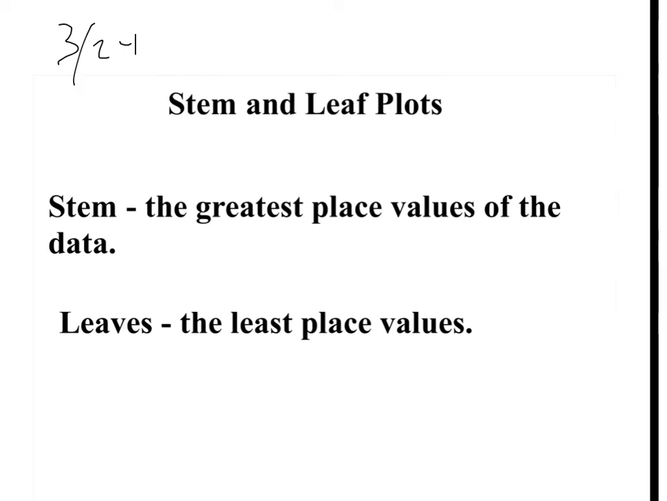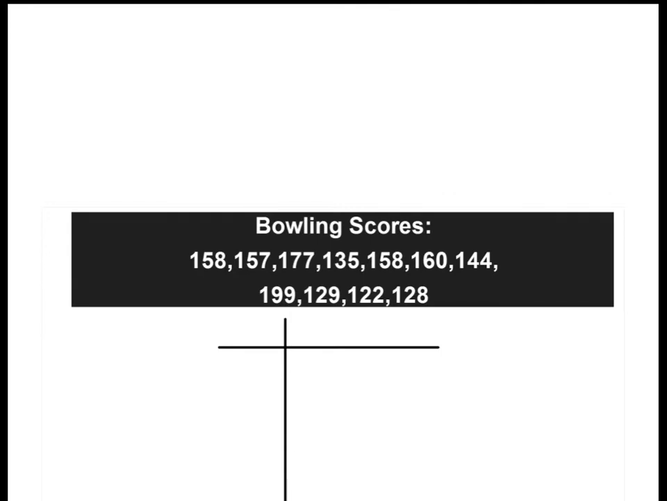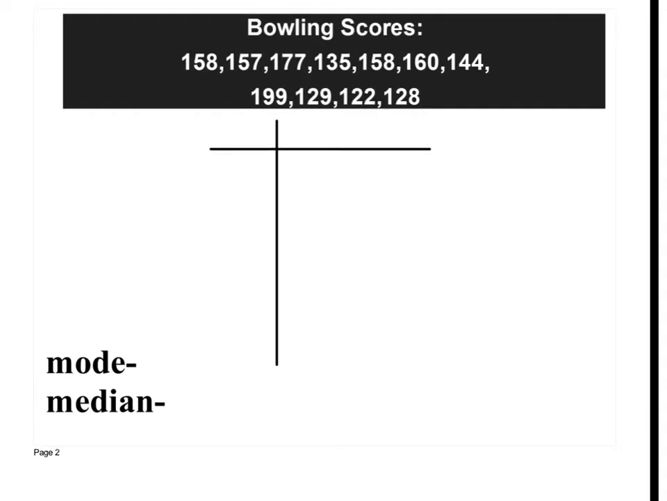The first section we're doing is stem and leaf plots. The stem is the greatest place values of the data. The leaves are the least place values. So everyone needs to write this down. We're going to use a stem and leaf plot to show the bowling scores.